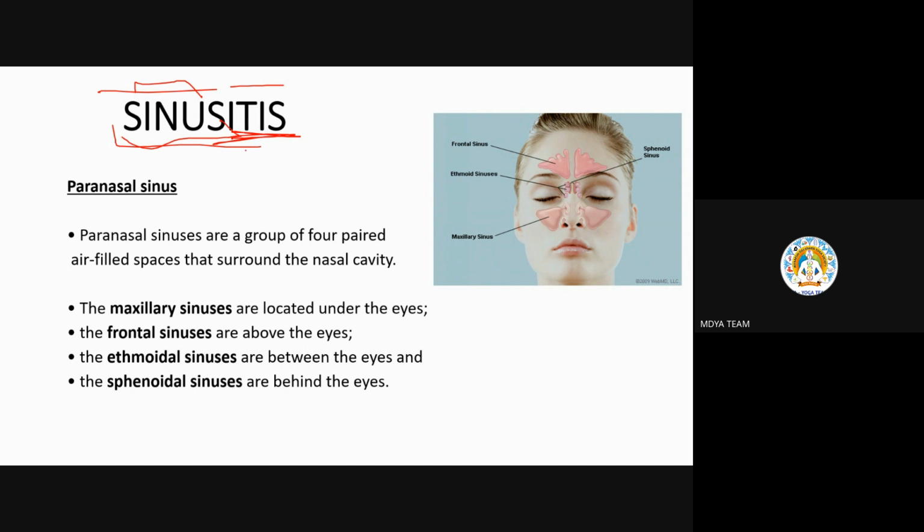Now, as we studied the respiratory system, we saw a glimpse of it. Here the condition is inflammation in the sinuses. So what exactly are the sinuses? We'll see. What are paranasal sinuses? The sinuses in our head and facial regions, all together, are called paranasal sinuses.